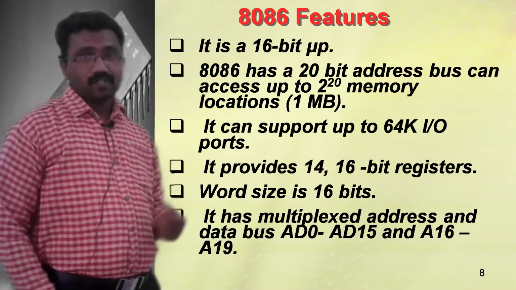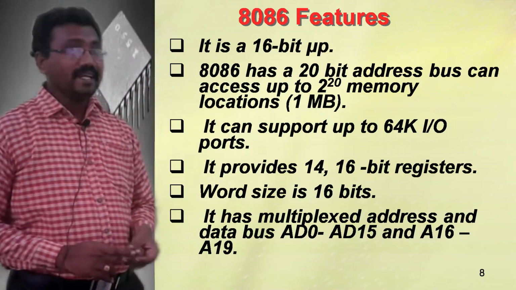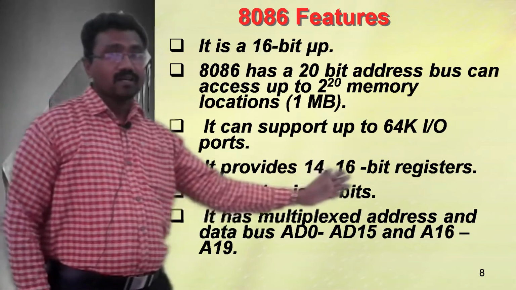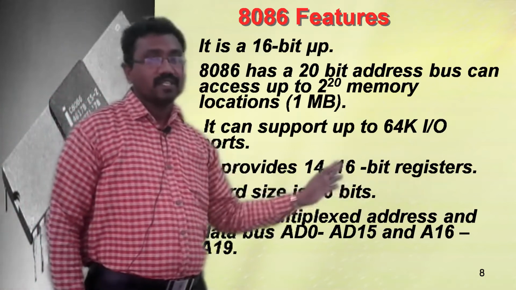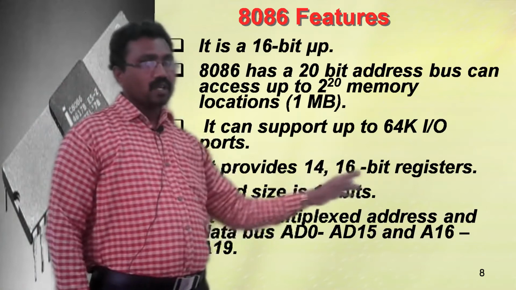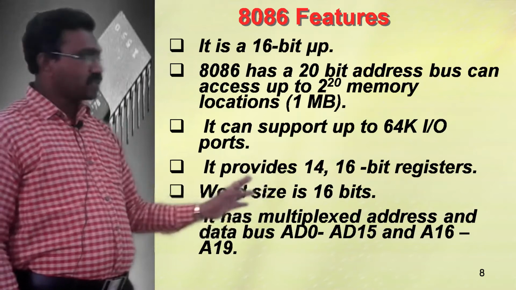It also provides a total number of registers. We have seen in the first unit 2 what registers are available in the basic computer. The basic computer has 8 registers, whereas 8086 has 14 registers. All are 16-bit registers. The length of each register is 16 bits, and the word size is 16 bits.